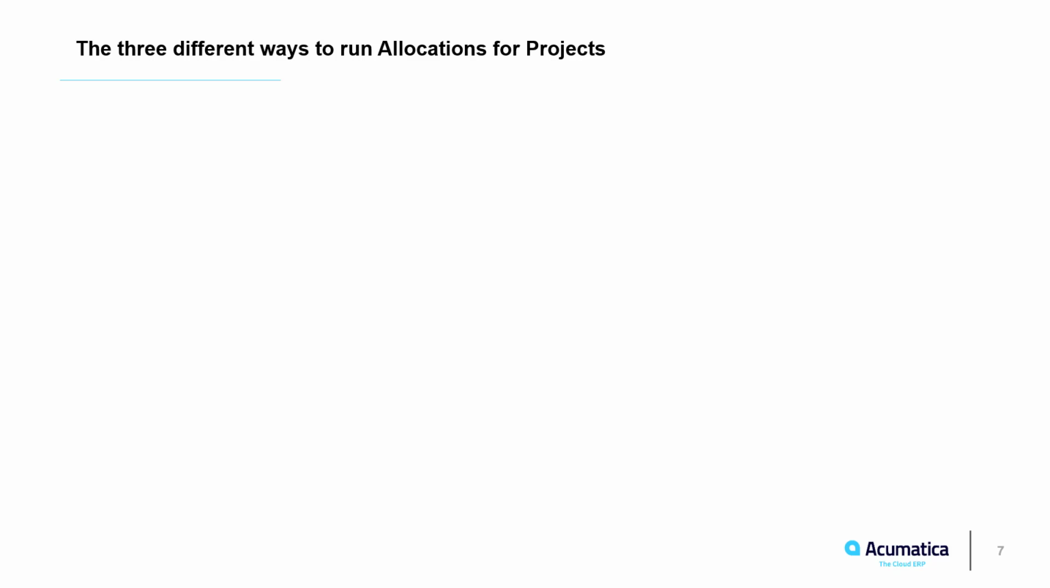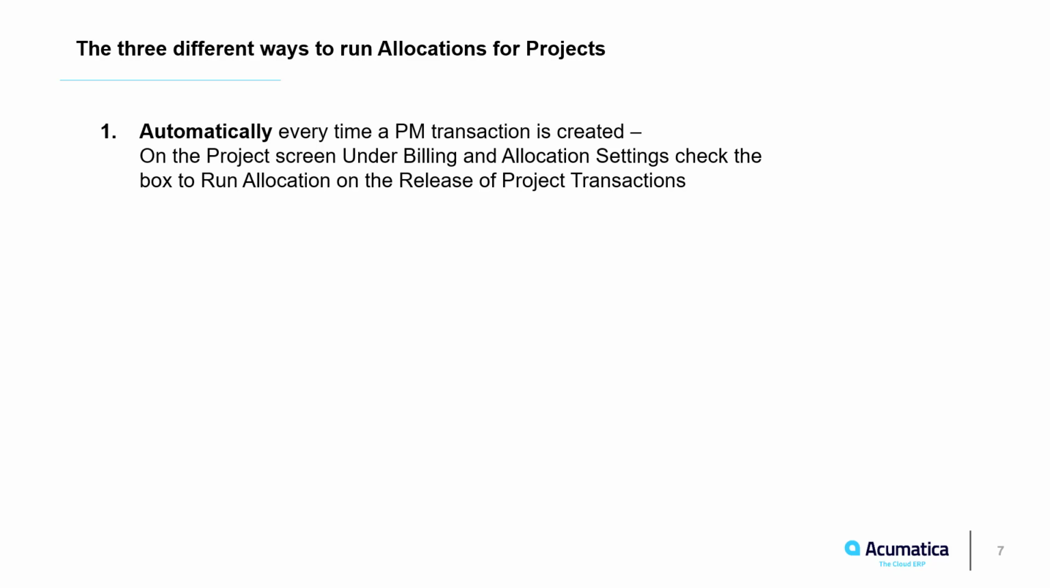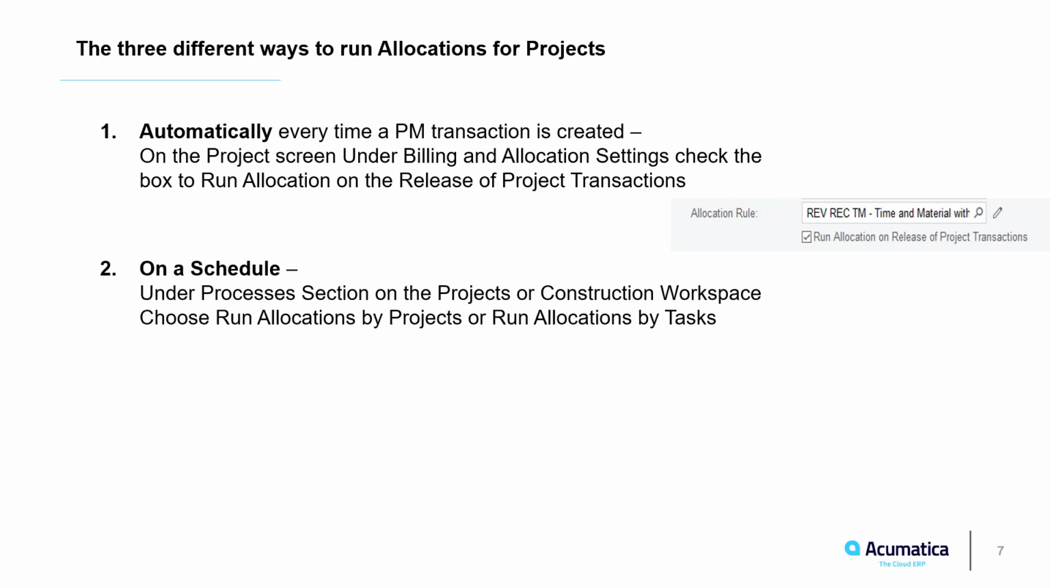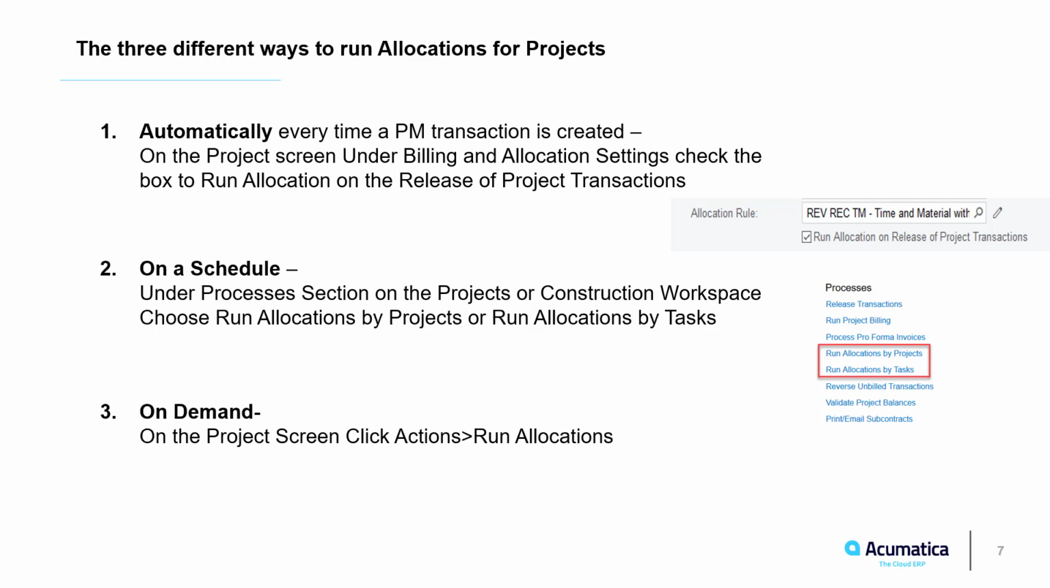There are 3 different ways to run allocations for projects. Automatically, so every time a project transaction is created, on the project screen under Billing and Allocation Settings, check the box to run allocation on the release of project transactions. This is what it looks like. You can also do it on a schedule. Under Processes section on the Projects or Construction workspace, choose Run Allocations by Projects or Run Allocation by Tasks. You can also run it on demand. Just from the project screen itself, click Actions and Run Allocation.